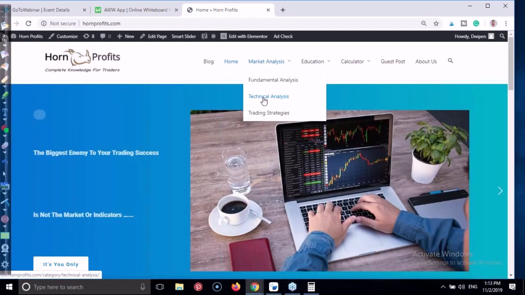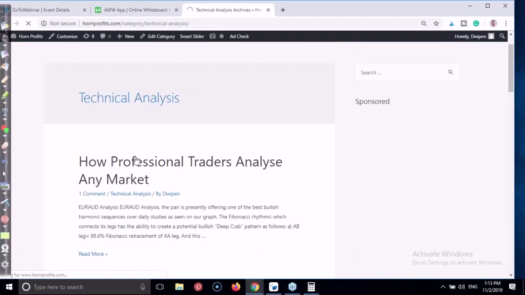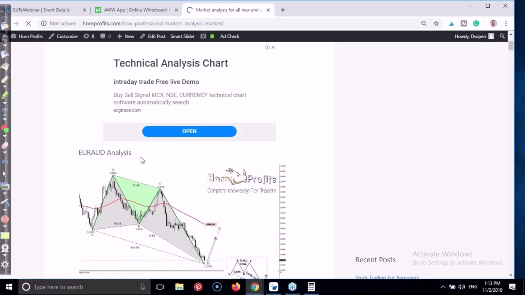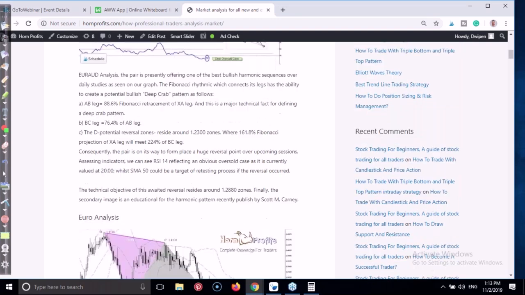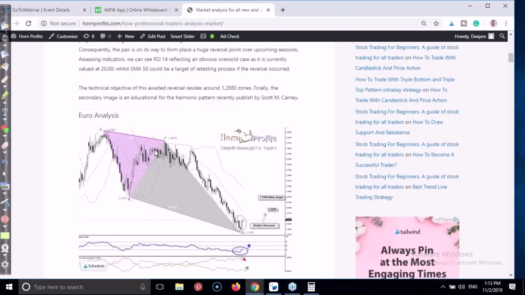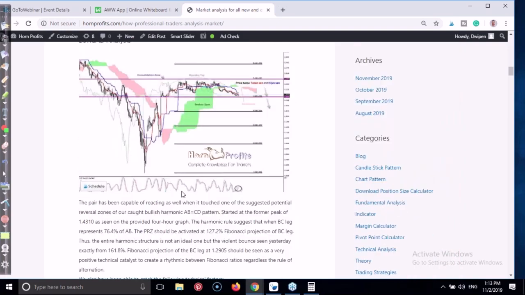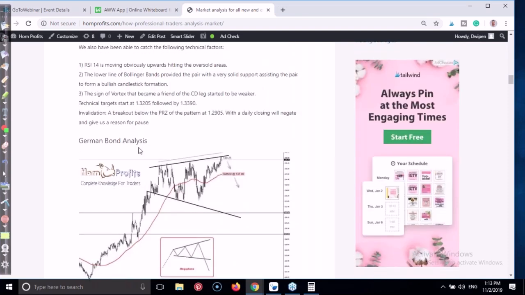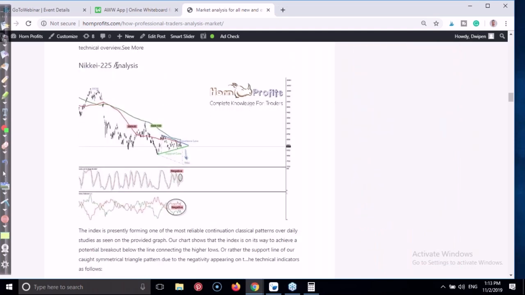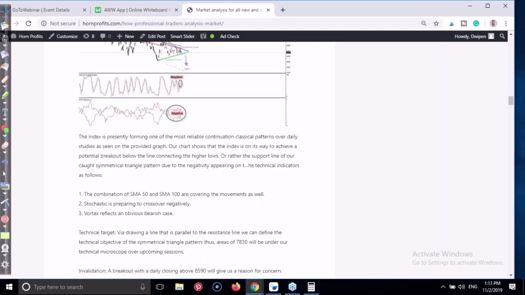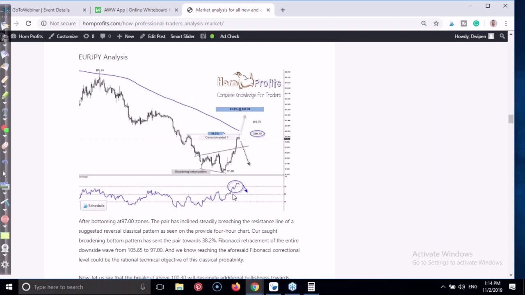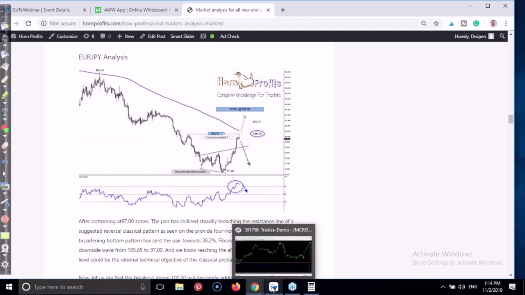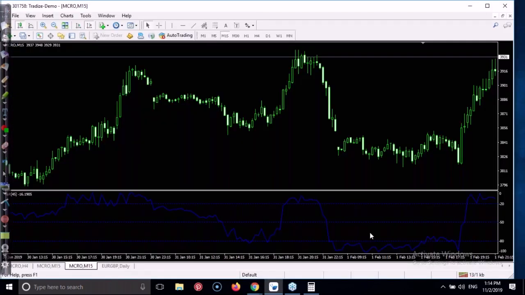Market analysis, the technical analysis, somewhere here. When I'm analyzing overseas markets, at that time we are using, have you seen? This is Euro, Australian dollar. We are using percentage R or something like that. This is Euro USD, and we are using stochastic. This is German bond analysis, and at that time we are using RSI. And this is Nikkei 225. We are using everything: stochastic, Aroon indicator, RSI. For breakout trades, moving averages, whatever we are using. Basically, I analyze the Forex market for overseas clients also.